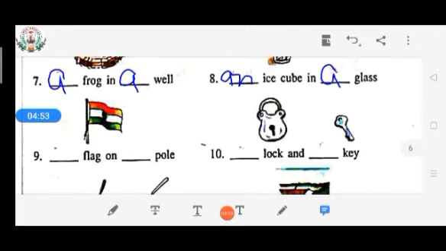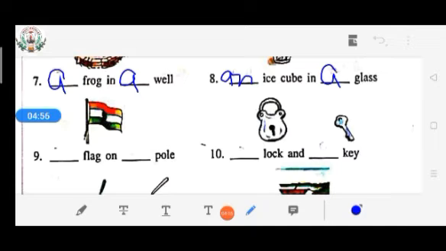Children, look at the ninth picture. In the ninth picture, dash flag on dash pole. So, F-L-A-G, flag. F is a consonant letter. So, we will use a flag on a pole. Because the first letter of pole is P and P is a consonant letter.